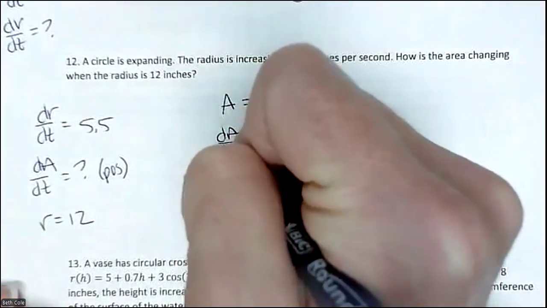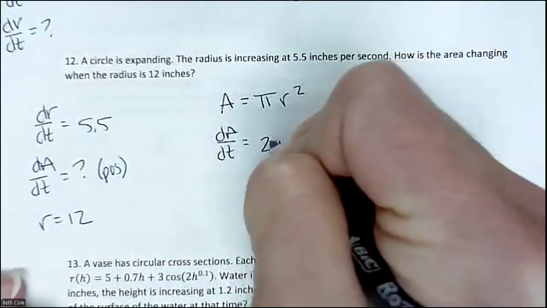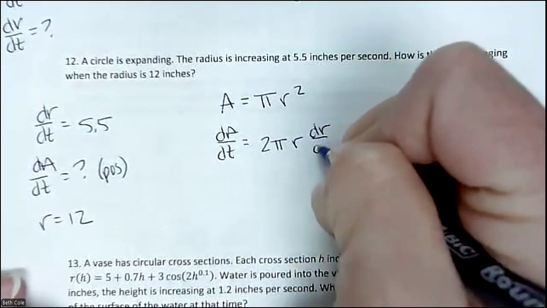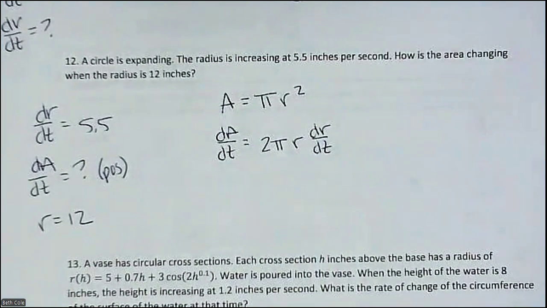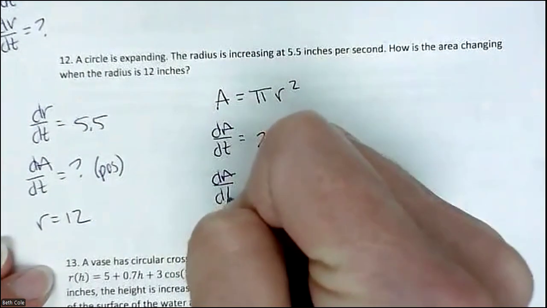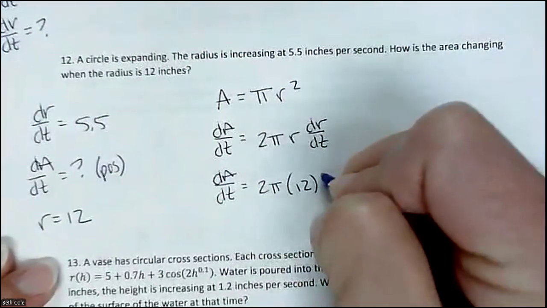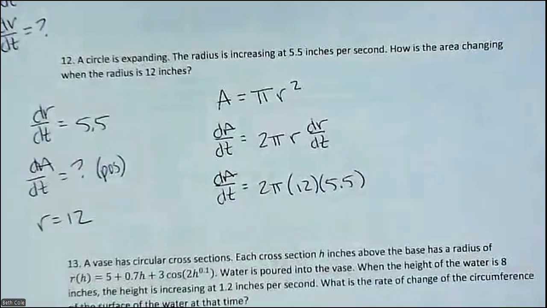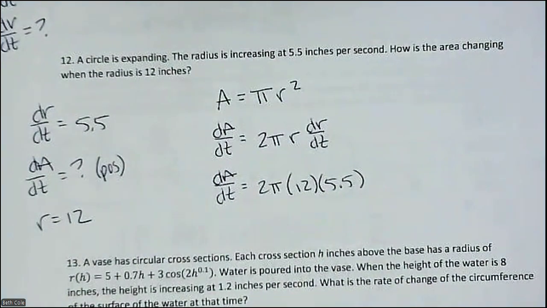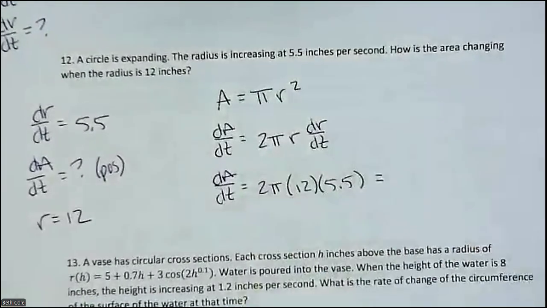All right, so dA dt equals 2 pi r dr dt. Again, that's the answer. I can't change a formula. And now we're going to plug everything in. I think we have it all. This wasn't actually too hard of a problem. 2 pi r is 12. dr dt is 5.5. When you type that in, type everything except the pi. Or if you can do it without a calculator, you can do that too. But type everything except for the pi.